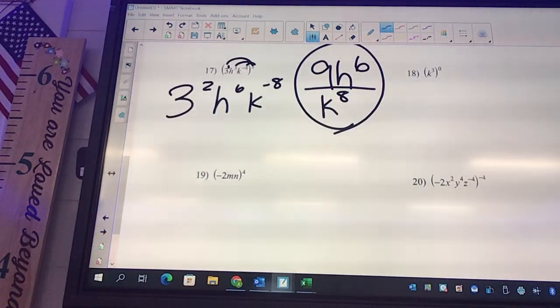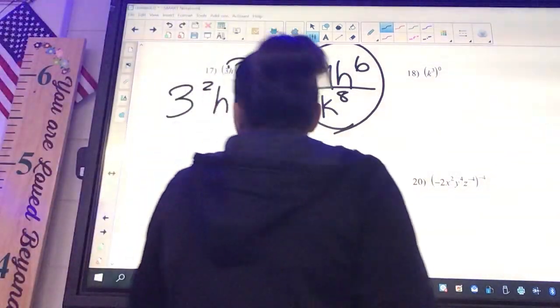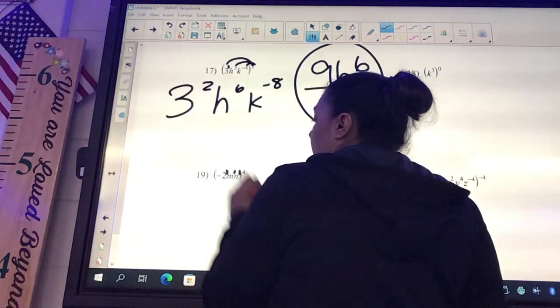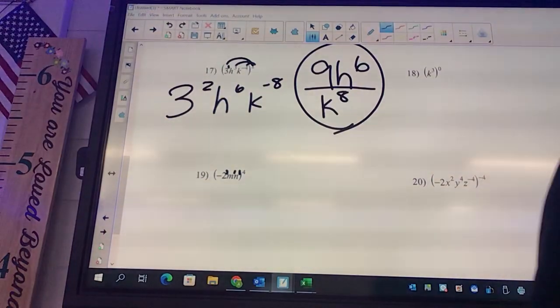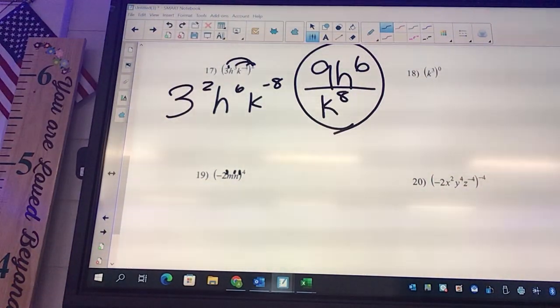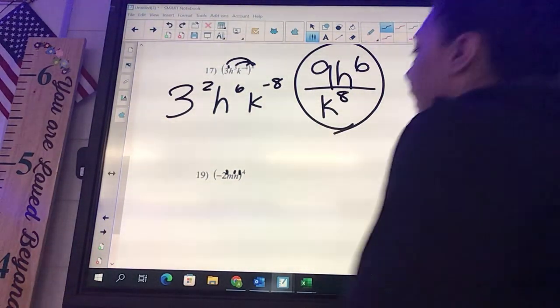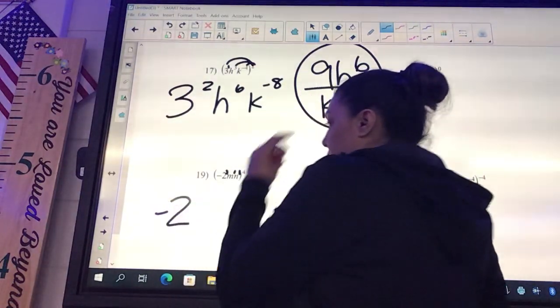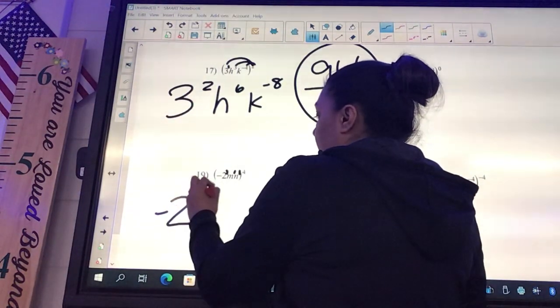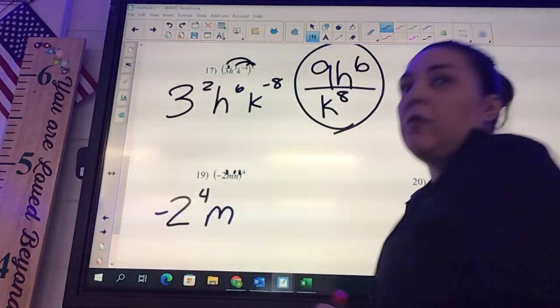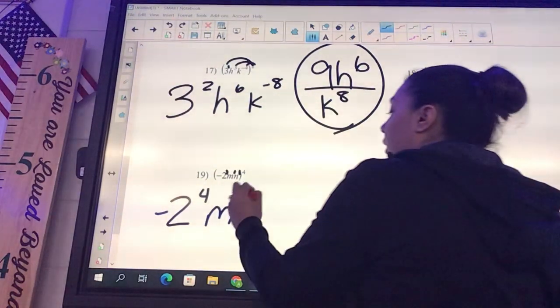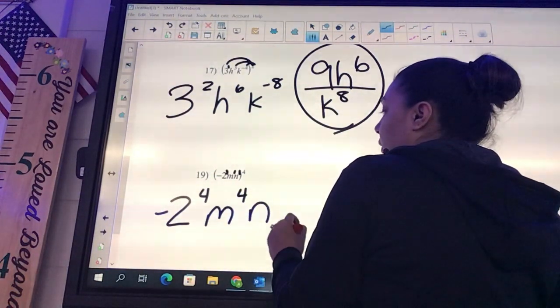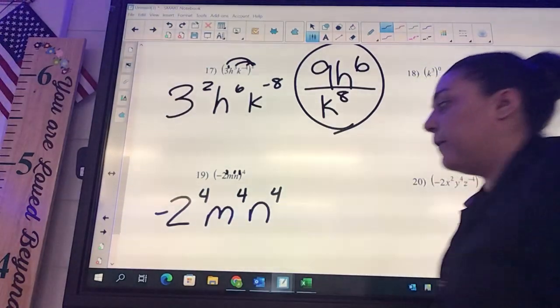Okay, 19. We can put 1s on all of these. Okay, anything that's missing 1 has a power of 1. Okay, so we get negative 2. What is 1 times 4? 4. M to the 1 times 4. It's going to be 4. N to the 1 times 4. It's going to be 4.